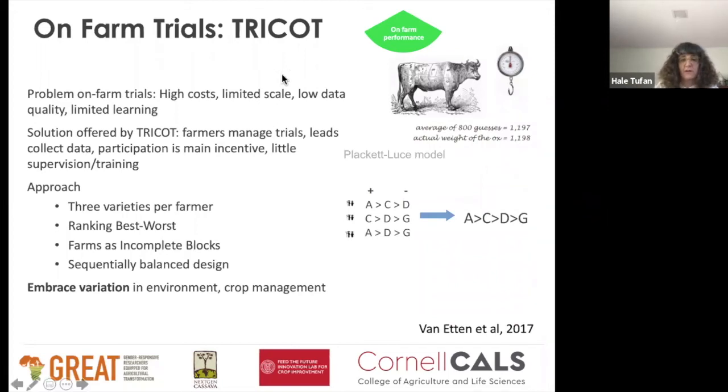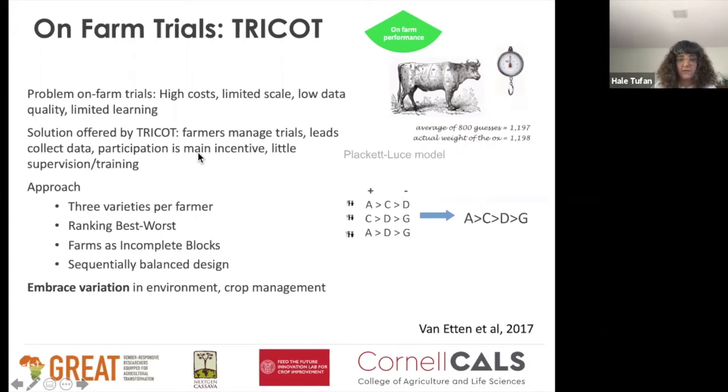So he's kind of brought in the citizen science approach, saying, you know, this is a turn of the century experiment: if you weigh a bull versus you ask 800 individuals to guess the weight of the bull, you may arrive at the same estimation. So the solution offered by TRICOT is really that you step back as a researcher and you give farmers varieties, and the farmers manage those trials. It's farmer leads who collect the data, not researchers. And the participation itself is the main incentive, and the participants are counterparts in the research.